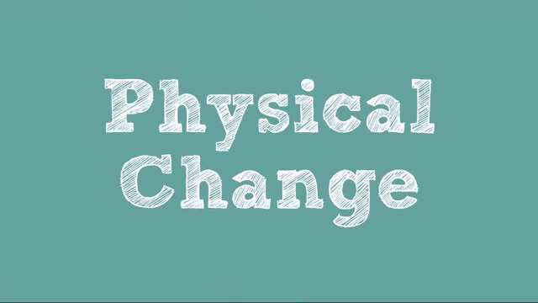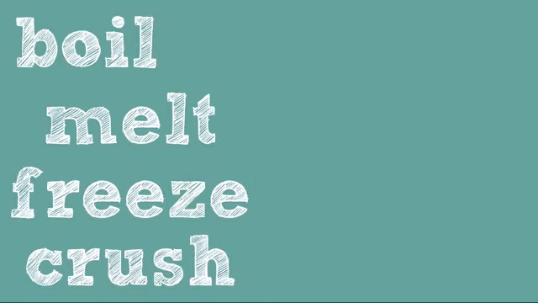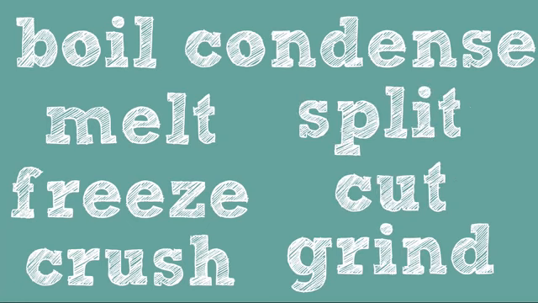The process of water evaporating is considered a physical change because the molecules haven't rearranged themselves. They're just moving so fast that they can change from one state of matter to another. A physical change is when some physical properties of the material change, but the composition of the material does not change. Certain words can clue you into a physical change, like boil, melt, freeze, crush, condense, split, cut, and grind. All of these are physical, not chemical changes. Also, some of these changes are reversible and some are irreversible.